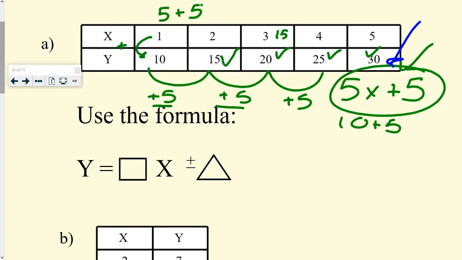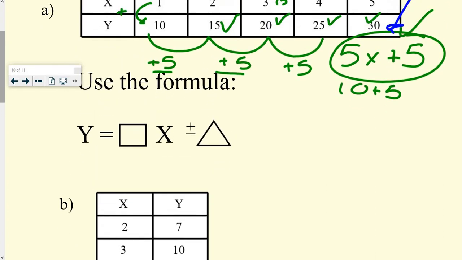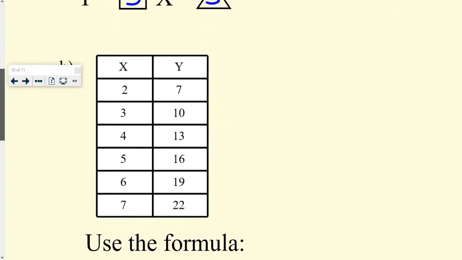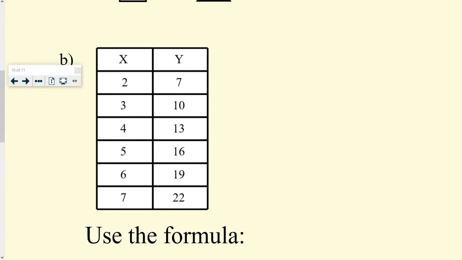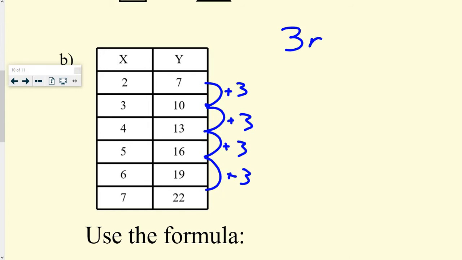So let's try the next one. Use the formula 5x plus 5. So let's try the second one. It starts at x equals 2 and it goes up by 7. The difference between each one is plus 3. Again, try this at home. Don't just watch me. This is plus 3, this is plus 3, this is plus 3. So every time it's 3. So we must be going up by 3x every time, because every time you increase x by 1, you increase y by 3.